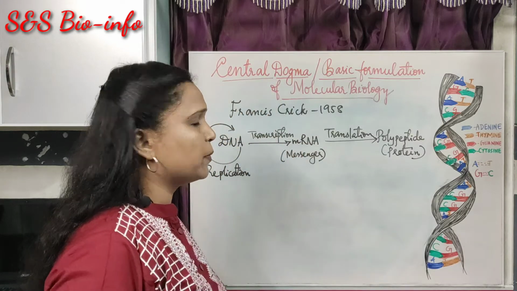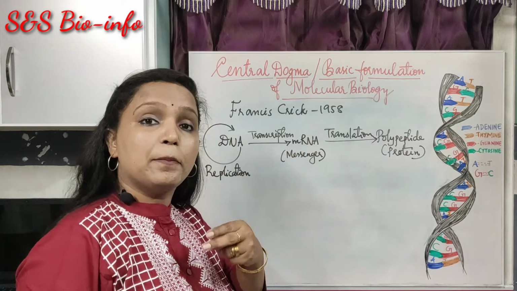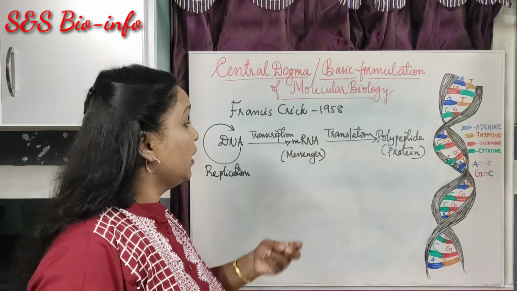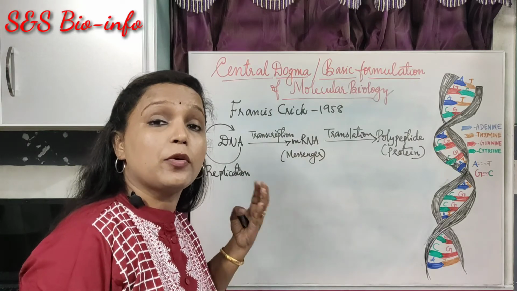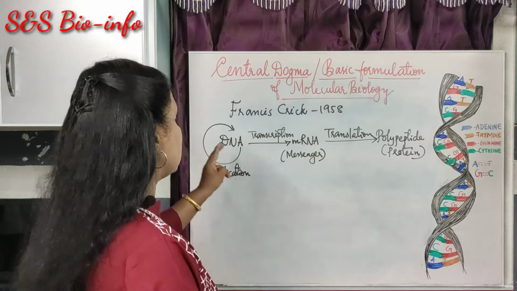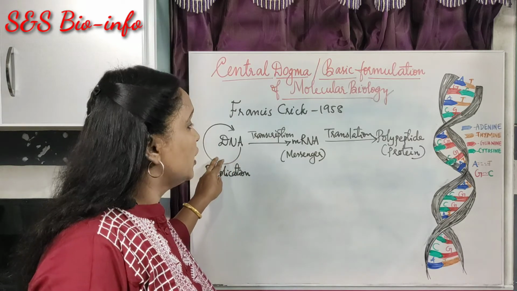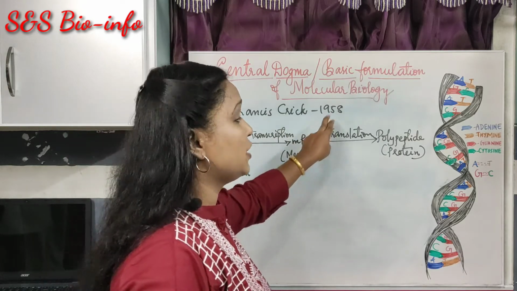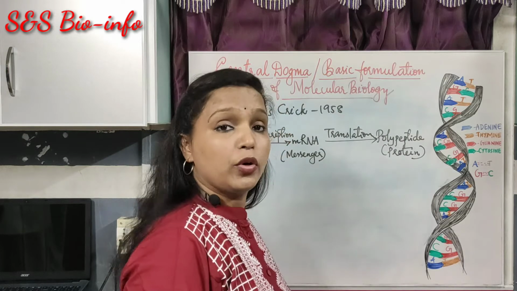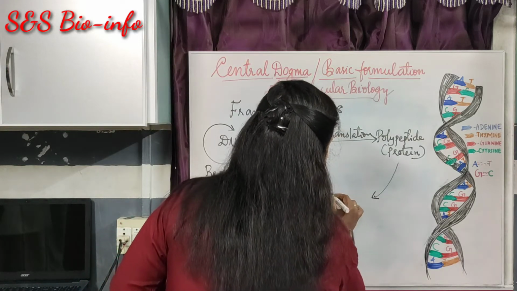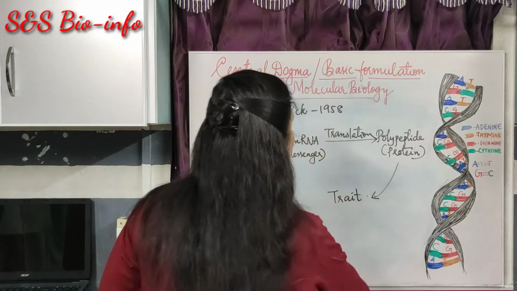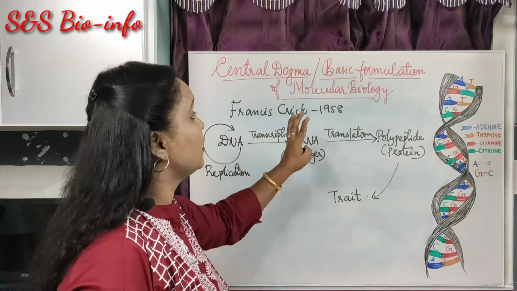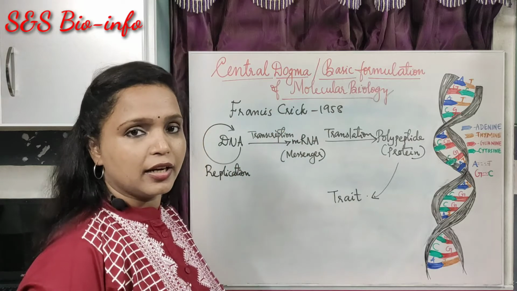So, what is the necessity of producing protein in living organisms? A protein controls a particular trait in the living organisms. The information for synthesizing the specific protein is ultimately stored in the master copy, that is in the DNA. So, it is converted into mRNA by transcription. Then from the mRNA, it is translated into a polypeptide or a specific protein. This protein controls a particular trait. Okay, this concept is called central dogma or basic formulation of molecular biology.